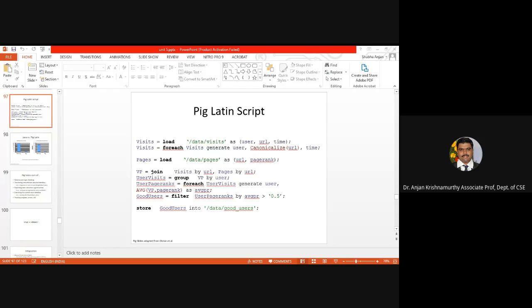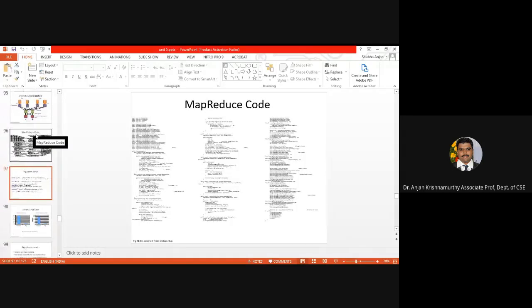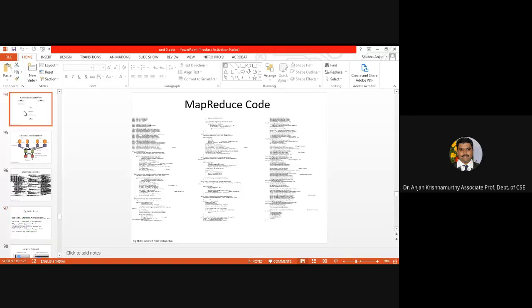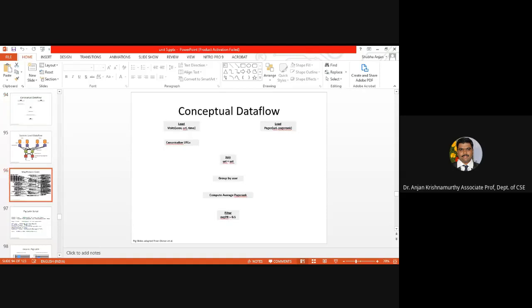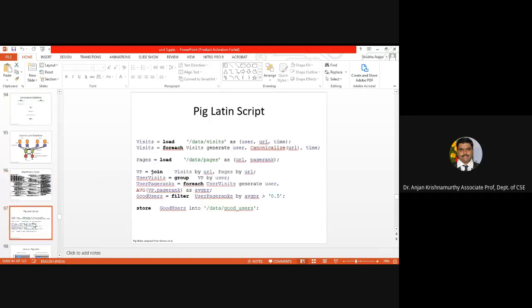I think in the last class we had just stopped at this particular slide. We had just completed the previous one, which was on the MapReduce code for the data flow, which was actually for the page rank algorithm. So now we will be looking at the Pig Latin scripts, right?